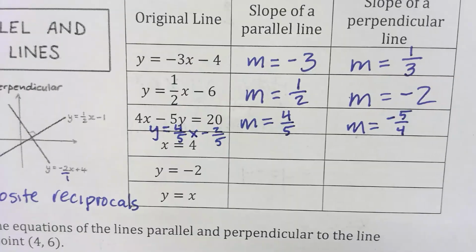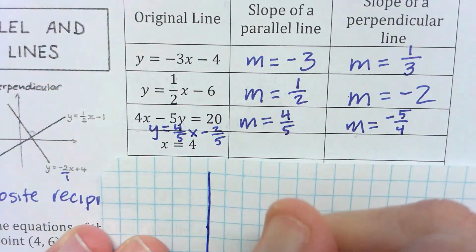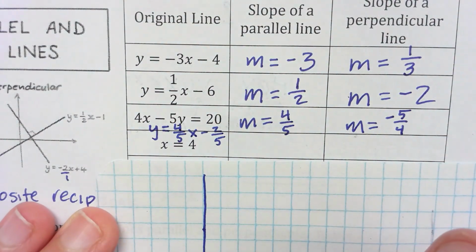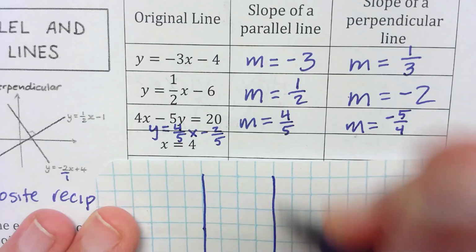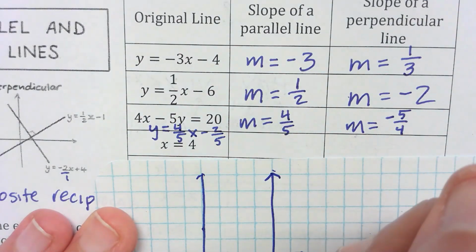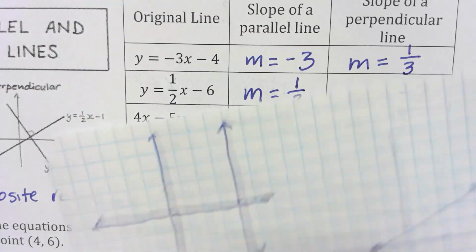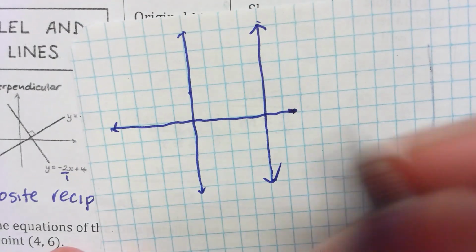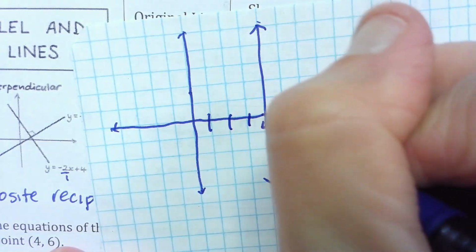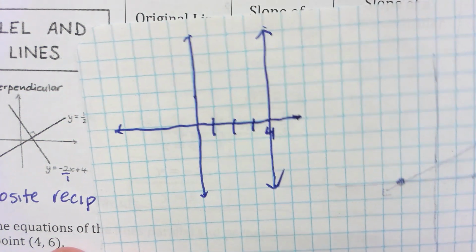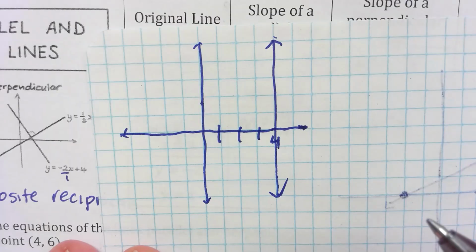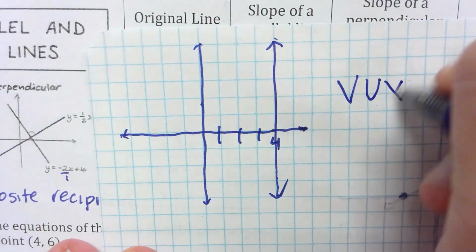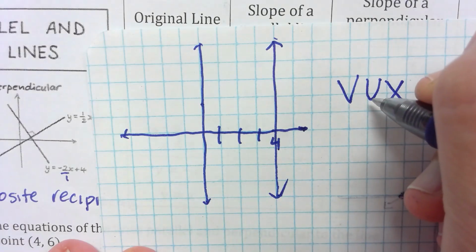x equals 4. An x equals line. Let's see what that's going to look like. An x equals line is going to be a vertical line at 4. My number line. There's x equals 4. 1, 2, 3, 4. Vertical lines have undefined slopes. The vertical lines are x equals lines and they have undefined slopes.